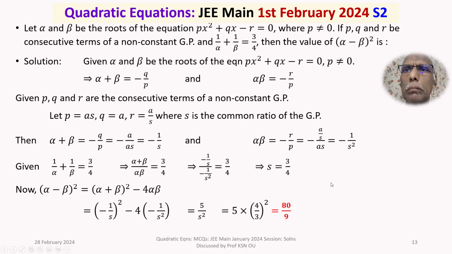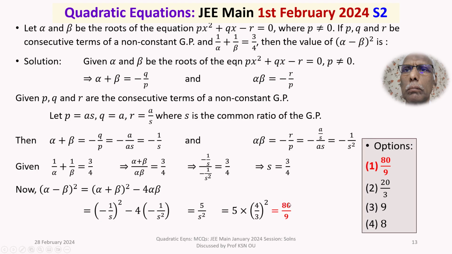And we know the value of s. S is equal to 3 by 4. So 1 by s is 4 by 3. So this is 5 into 4 by 3 whole square. Multiply 5 into 16 by 9, which is 80 by 9. Let's look at our options. Our answer 80 by 9 appears against option 1. Therefore, the answer to this question is option 1.